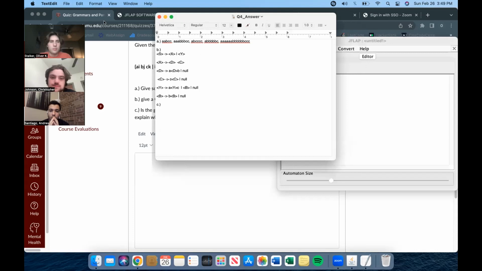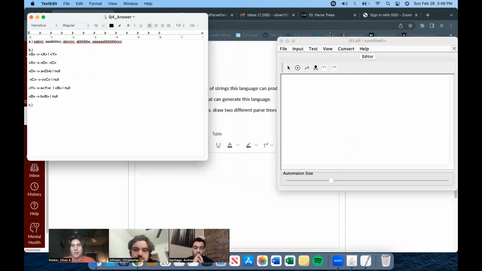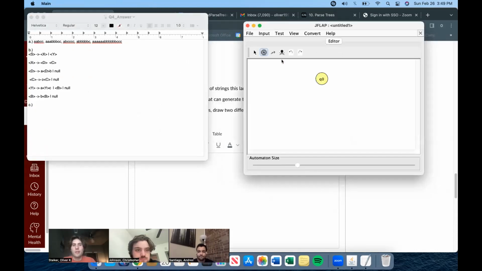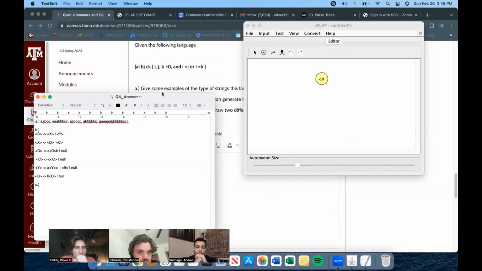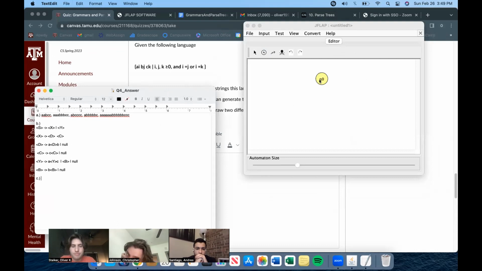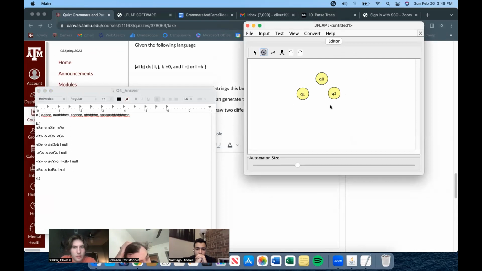Okay. Let me rearrange my windows. All right, here we go. So, okay, so we got. So if we're going to do leftmost, that means you point to X, I guess. You just directly point to X.